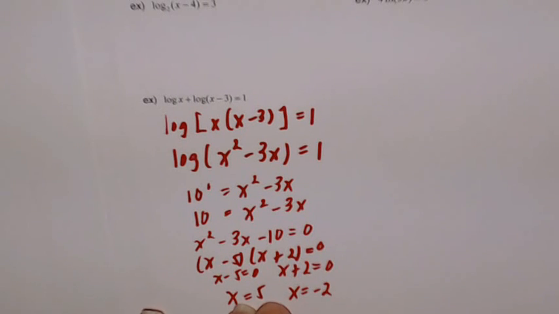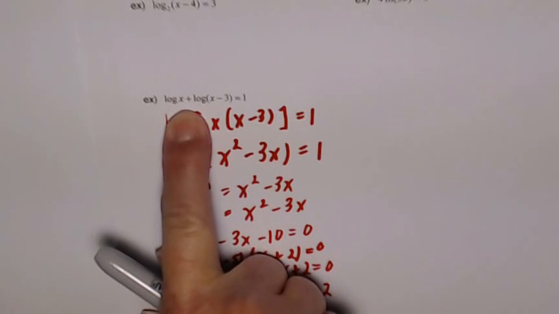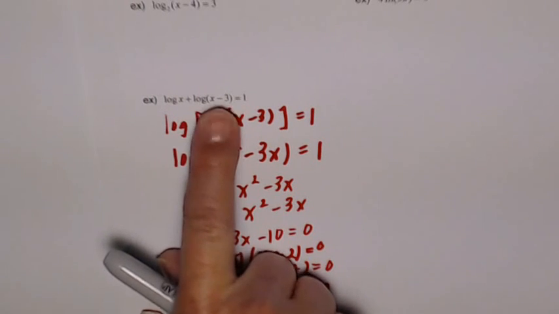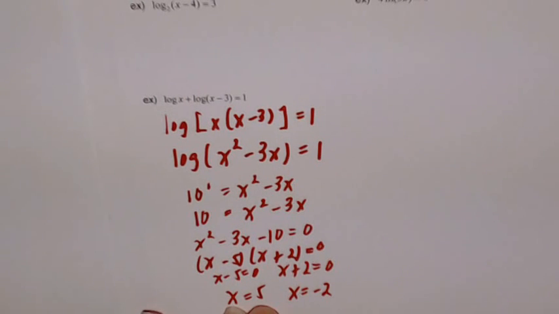So let's take the 5. If we go back to our original equation, log 5, we're perfectly good there. Next one, log of x minus 3: 5 minus 3 is 2. Log of 2, we're good. So this solution of x equals 5 is good.